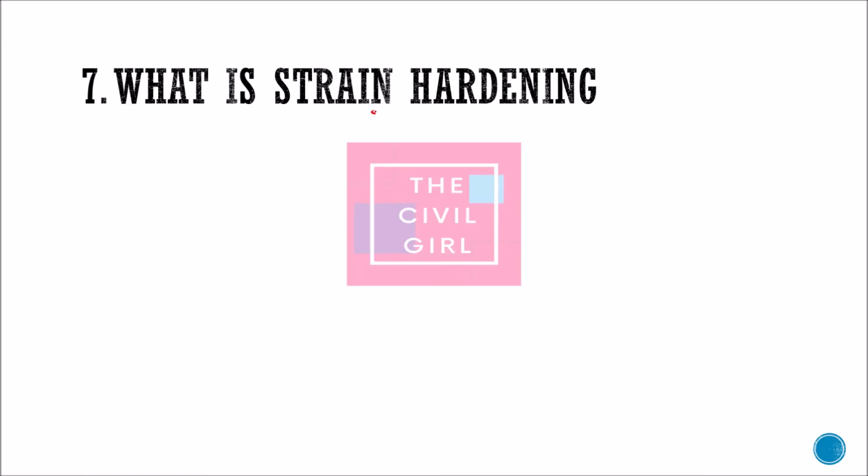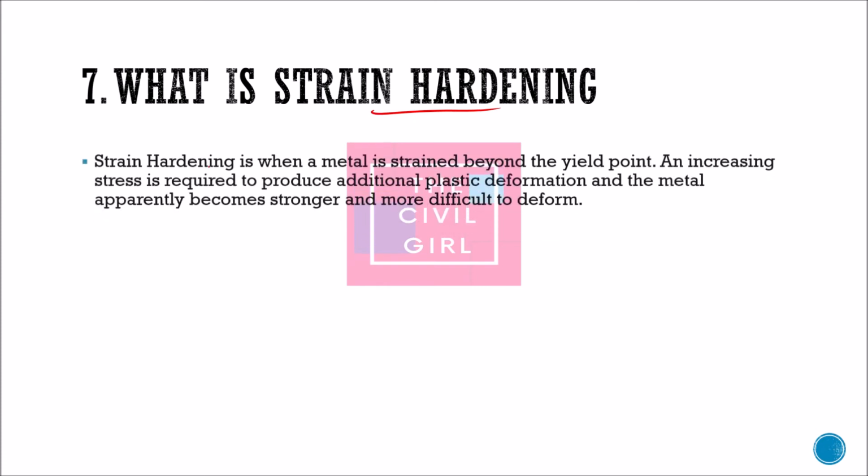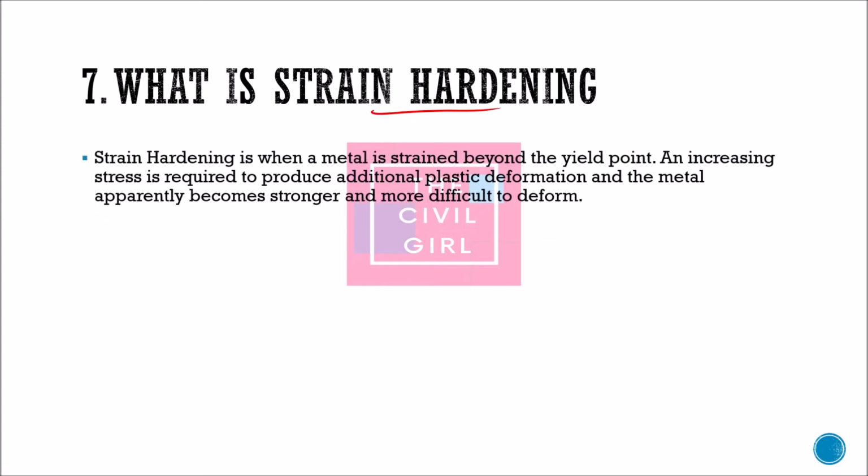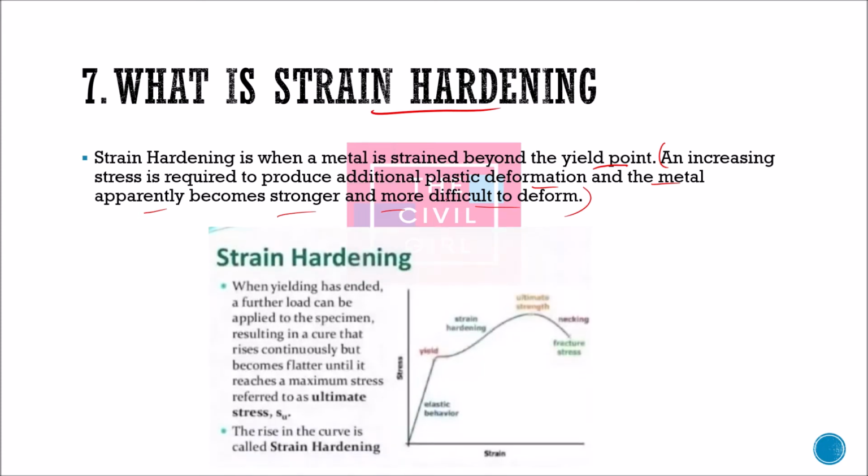Next is what is strain hardening. So yes, in the previous videos we saw what strain hardening is. Let us look into the definition. Strain hardening is when a metal is strained beyond the yield point and increasing stress is required to produce additional plastic deformation, and the metal apparently becomes stronger and more difficult to deform. It may look like Greek and Latin to you. When we look at the diagram, it will be easy to understand.